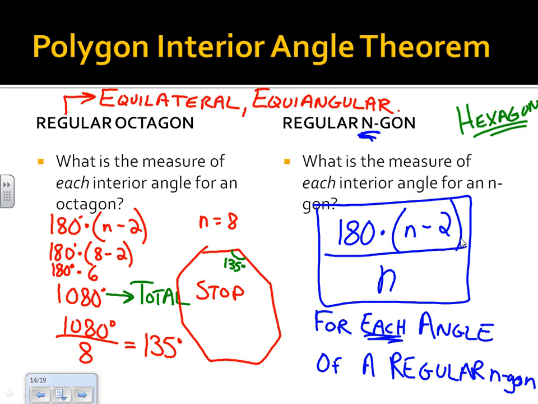People need help? Gustavo? 120? Did you get 120, right? Justin? So hexagon should be 120 degrees. That's for each angle. So just so everybody knows, what was n equal to? 6. So we plugged in 180 times 6 minus 2, so 180 times 4, and then you have to divide it by 6. Did you find your mistake?